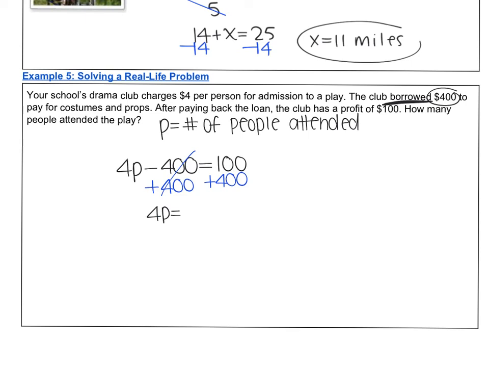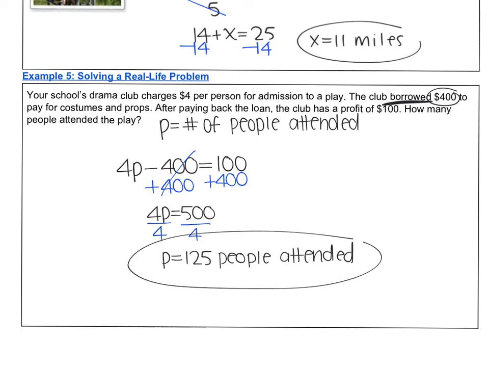It says 4P equals 500. And then I'll go ahead and divide by 4 on both sides. So P equals 125. 125 what? We're talking about 125 people attended the play. So that's it for 1.2, which is solving multi-step equations, specifically also using combining like terms and parentheses.